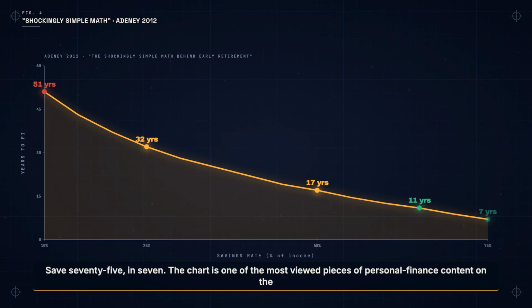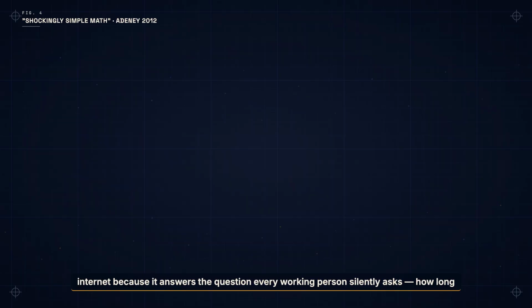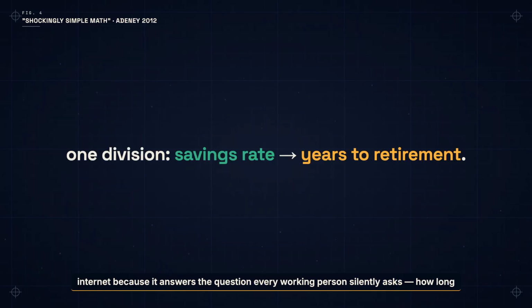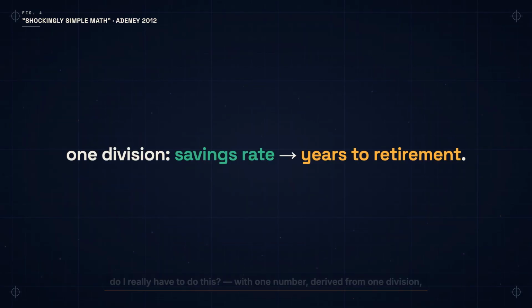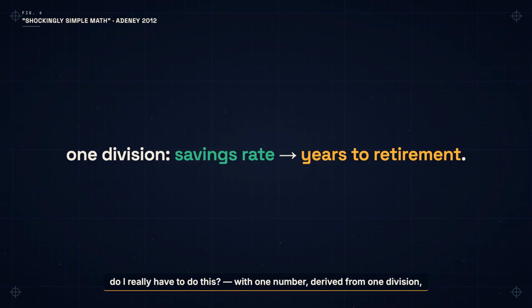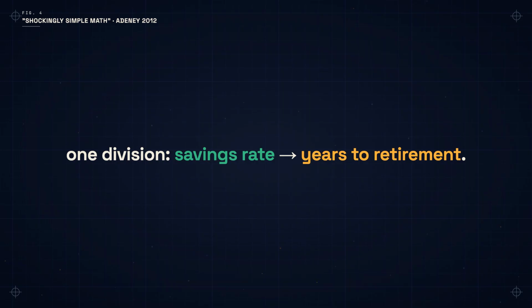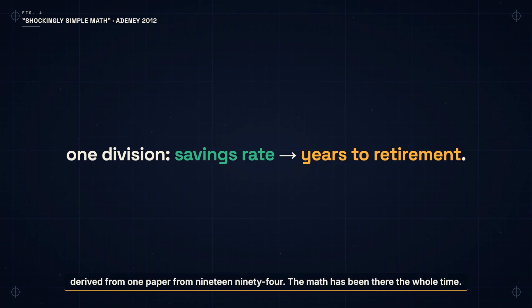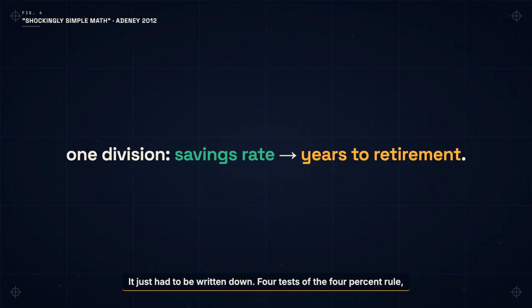The chart is one of the most viewed pieces of personal finance content on the internet because it answers the question every working person silently asks: how long do I really have to do this? With one number derived from one division, derived from one paper from 1994. The math has been there the whole time. It just had to be written down.